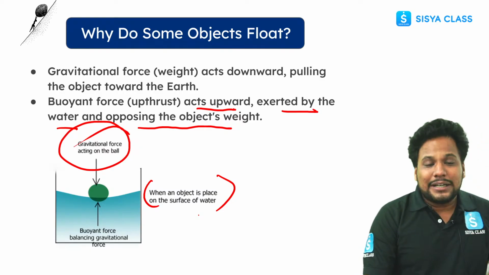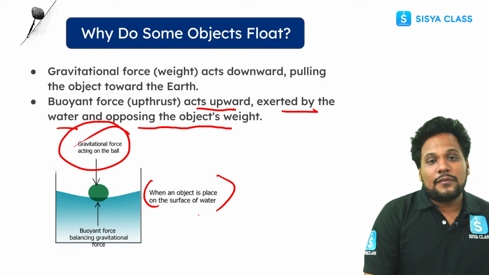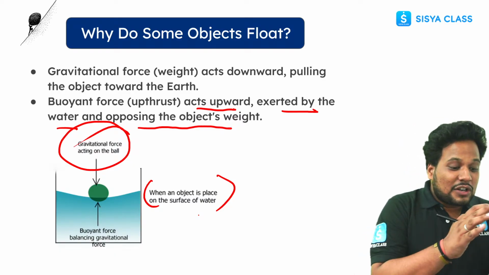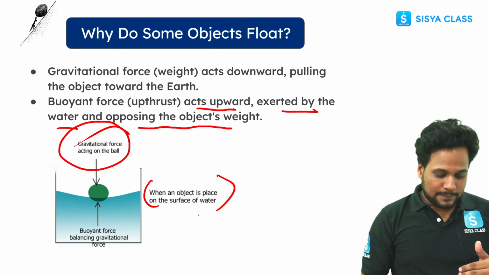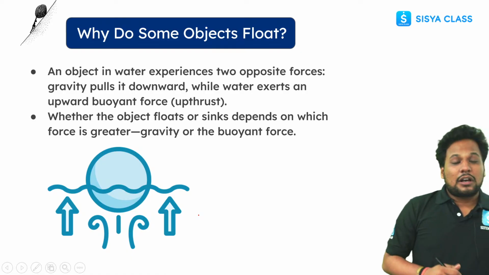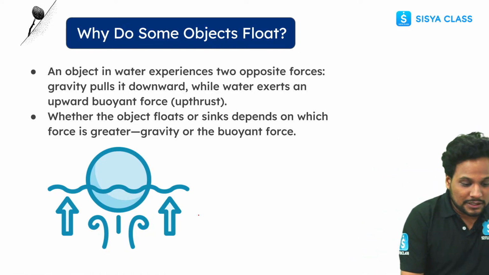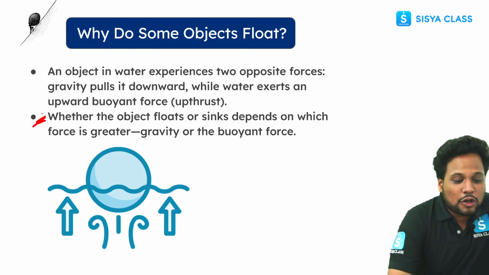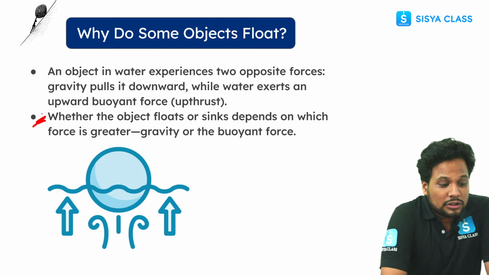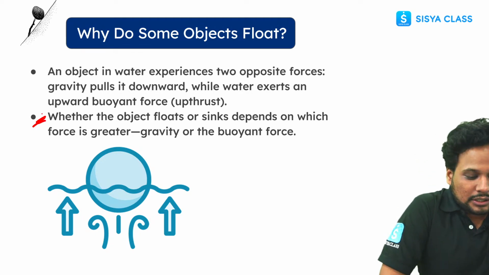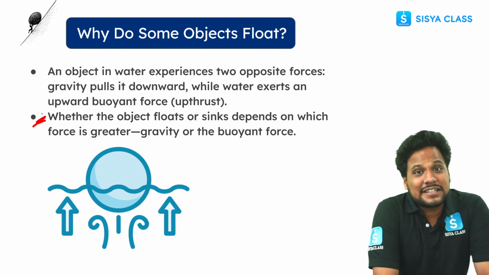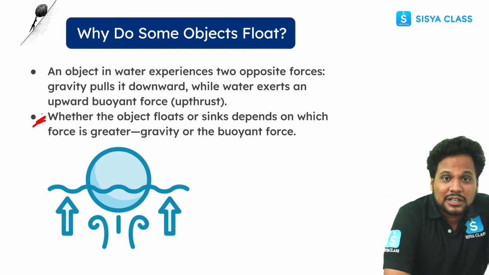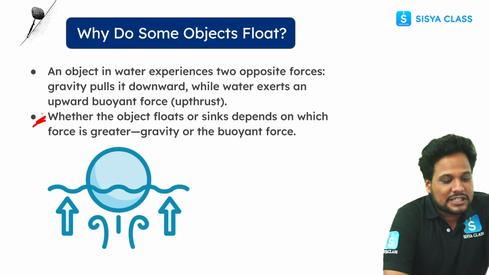Now whether it will sink or float, what does it depend on? Yes, it depends on which force is greater. So let's discuss one by one. When will an object float? Yes, whether the object floats or sinks depends on which force is greater, gravity or buoyant force. So one by one we discuss what will happen if gravity is greater, and what will happen if buoyant force is greater, okay. So we will discuss one by one.